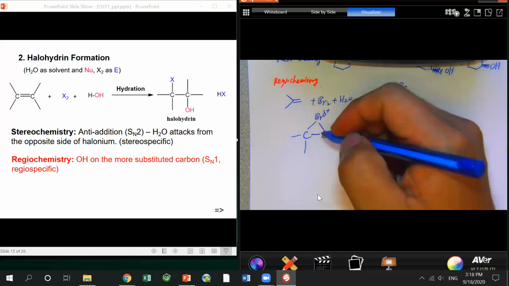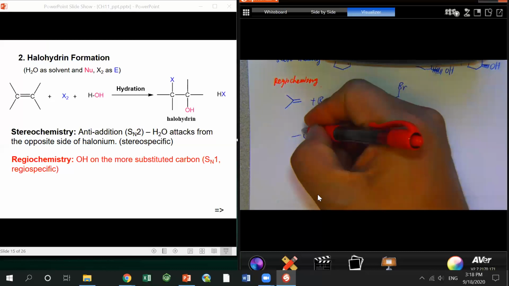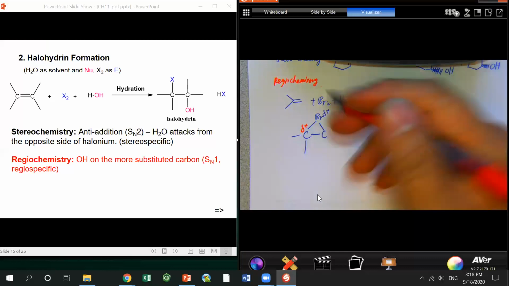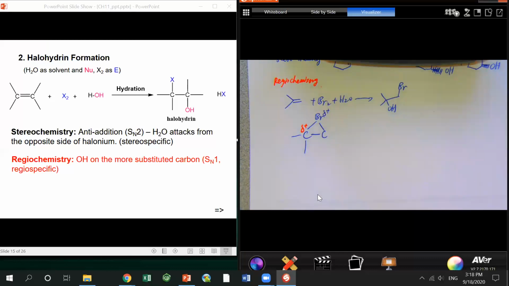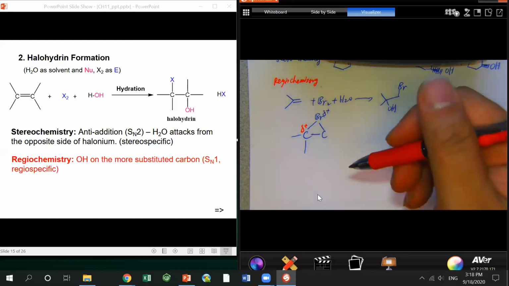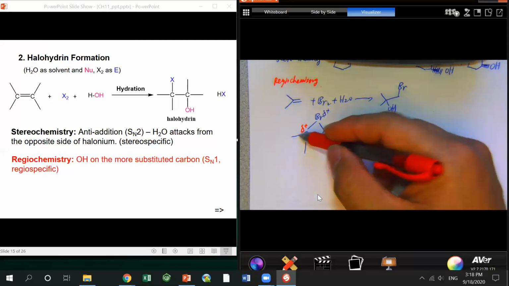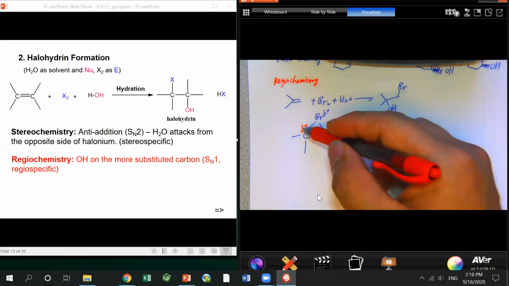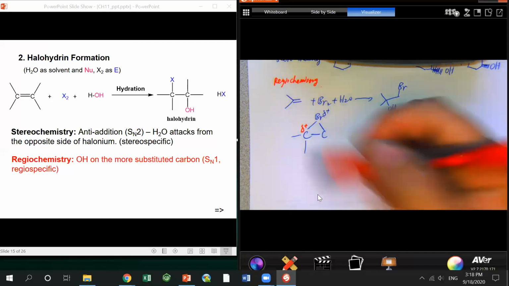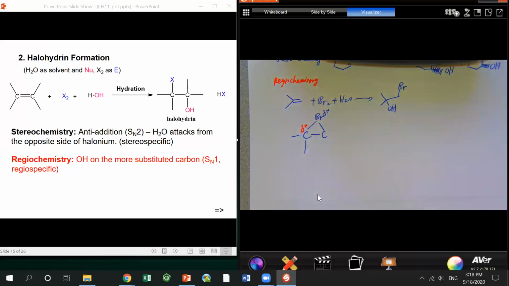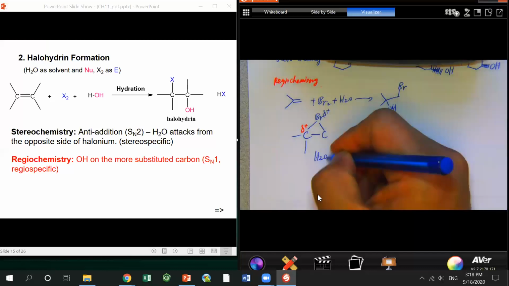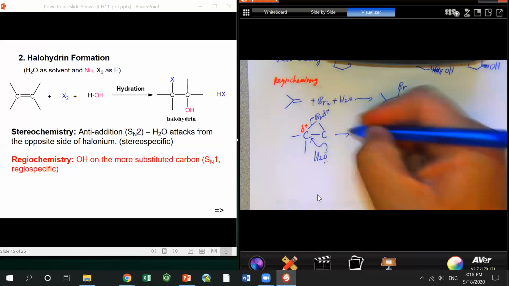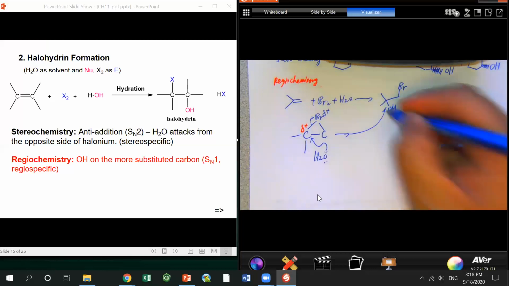And then you find this positive charge likes to go to the more substituted carbon. The reason is carbocation stability. Tertiary is more stable than secondary, and secondary is more stable than primary. So if it goes here, that's pretty much like a tertiary. If it goes here, it's pretty much like a primary. So this carbon picks up the positive charge. In this case, when the water comes in, water is a nucleophile, electron rich, it wants to attack this carbon, open the ring, and then you get the final product like this.